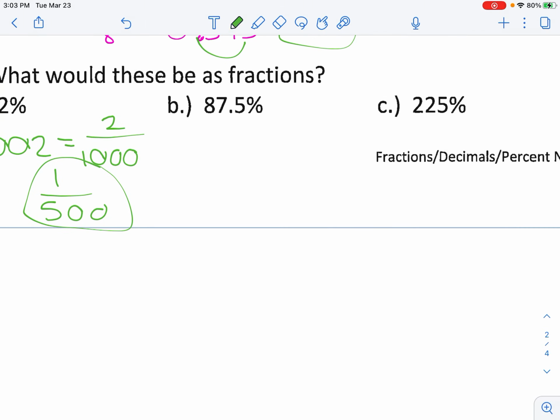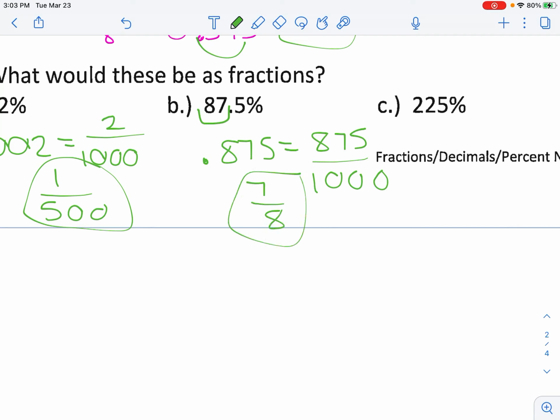Percent to a decimal. Take your decimal, move it twice to the left. That is 875 thousandths. That is going to reduce to 7/8.